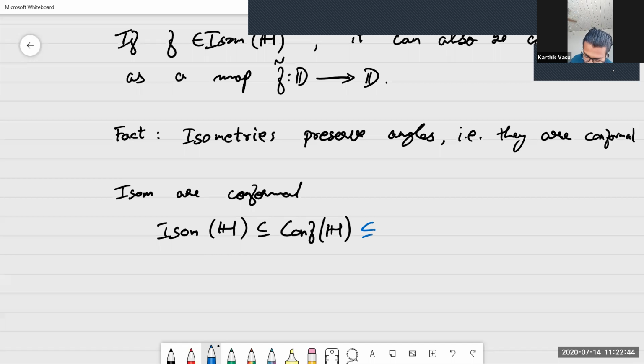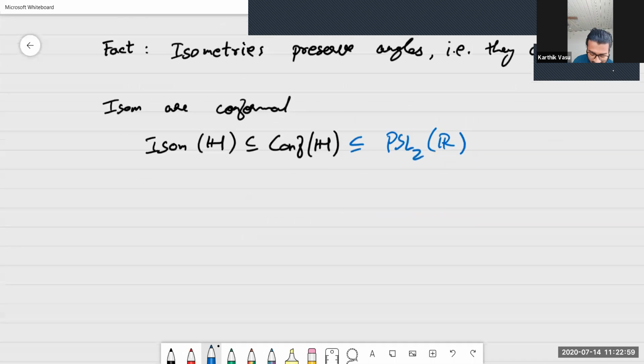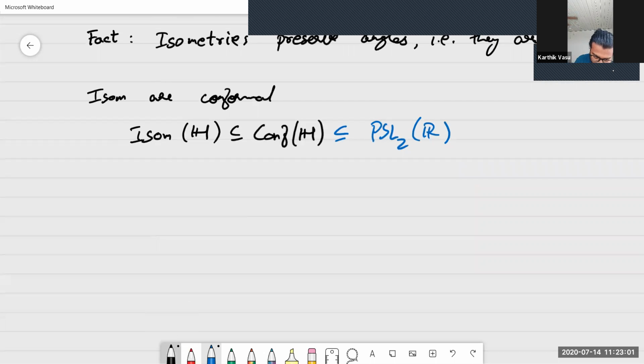We will prove that the conformal maps are just Mobius transforms. Actually, I will not prove this. I will just state it because this is a difficult theorem to prove.